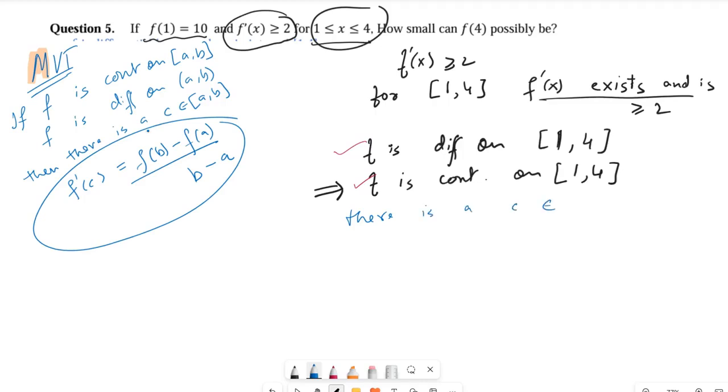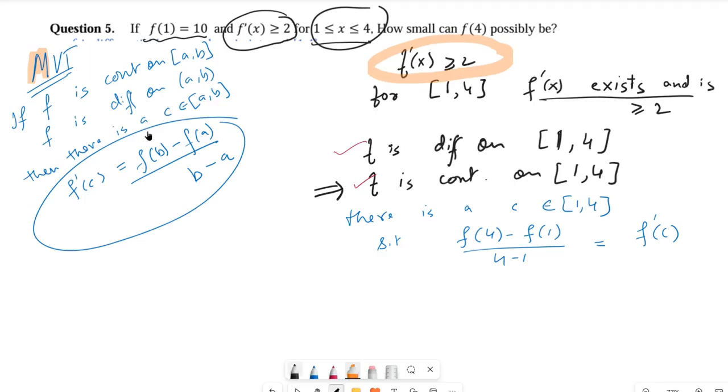a c in the interval such that f of 4 minus f of 1 divided by 4 minus 1 is equal to f prime c. But we said f prime is always more than 2. So f prime of c will also be more than or equal to 2. That means f of 4, which we do not know, minus f of 1, which is 10, divided by 4 minus 1, which is 3, this whole number, which is equal to f prime c, should be more than or equal to 2.